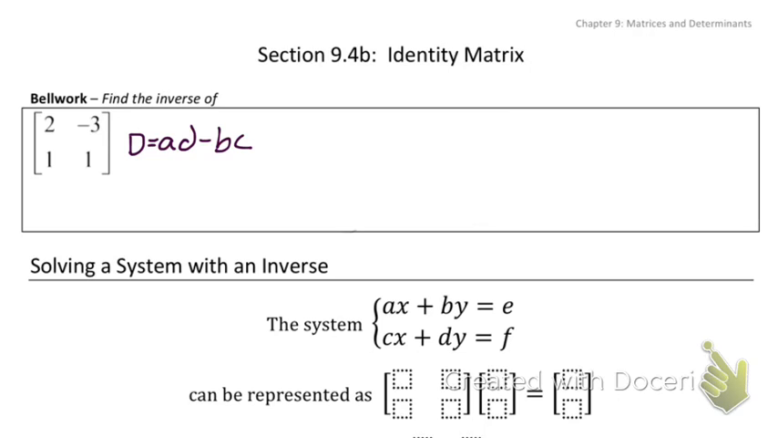Okay, so in this example, we're going to have D equals A times D, which is 2 times 1, minus our B, which is -3, times our C, which is 1. That's 2 minus a -3, so we're actually adding 3, so our determinant is actually 5.